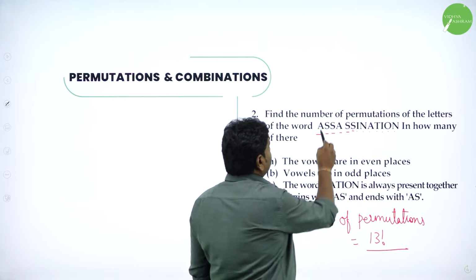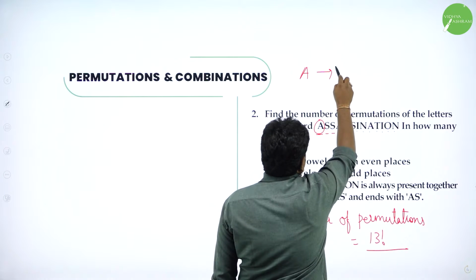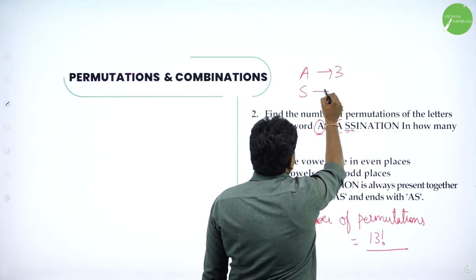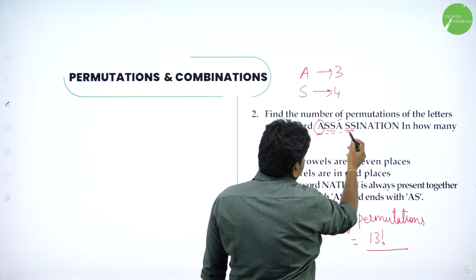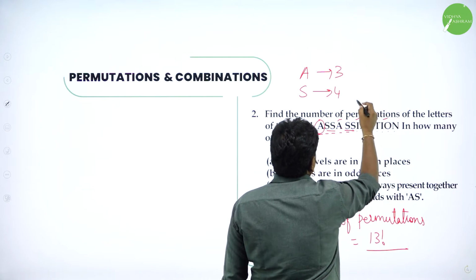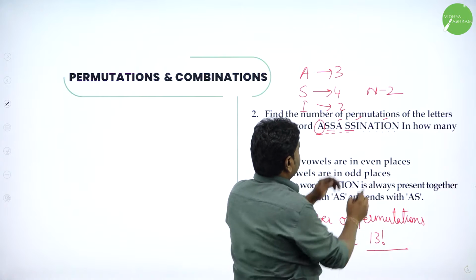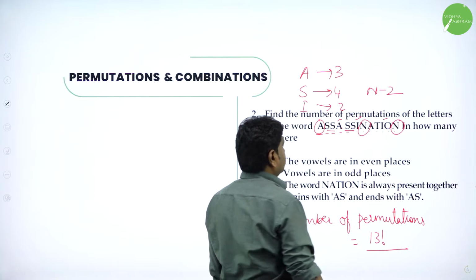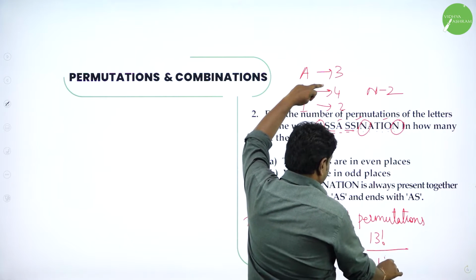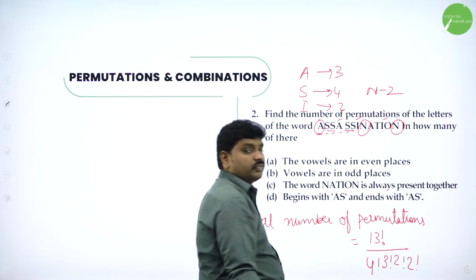In that, how many times is A repeated? A is repeated 3 times. S is repeated 4 times. I is repeated 2 times. N is repeated 2 times. That's it. Whatever is repeated comes as the denominator. S repeated 4 times, 4 factorial. A repeated 3 times, 3 factorial. And I, 2 factorial. N, 2 factorial. This is the total number of permutations.